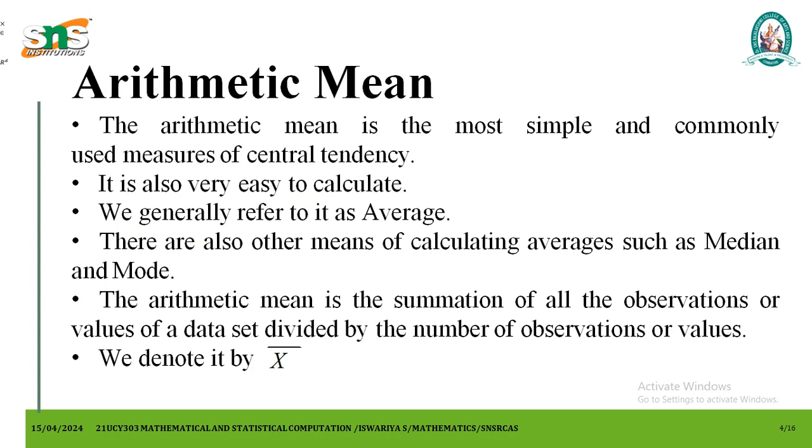The arithmetic mean is the most simple and commonly used measure of central tendency. It is also very easy to calculate. We generally refer to it as average. There are also other means of calculating averages such as median and mode. The arithmetic mean is the summation of all the observations or values of a set divided by the number of observations or values. We denote it by x bar.